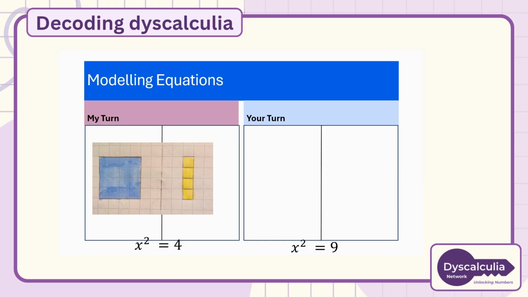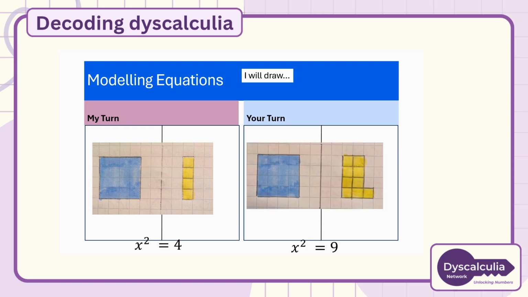Now it's your turn. Use the prompts, I will draw. Pause the video while you think about it. Did you get this? A blue square for x squared, and on the other side of the algebra mat, 9 positive integer tiles. Well done if you did.